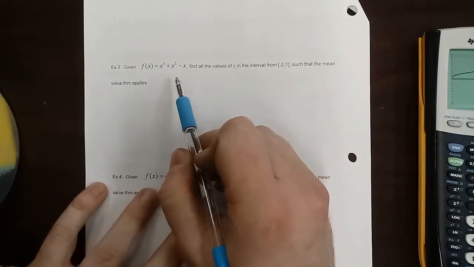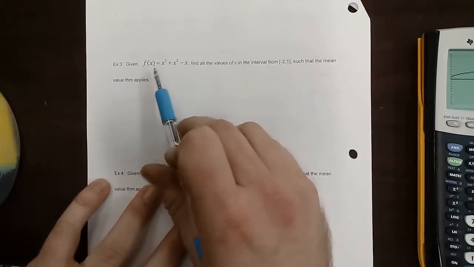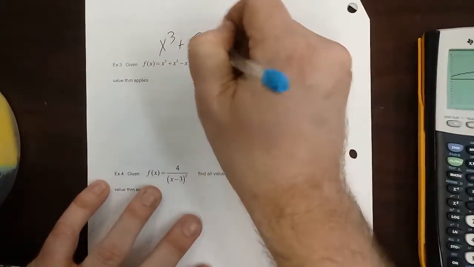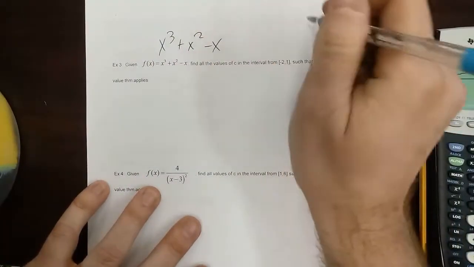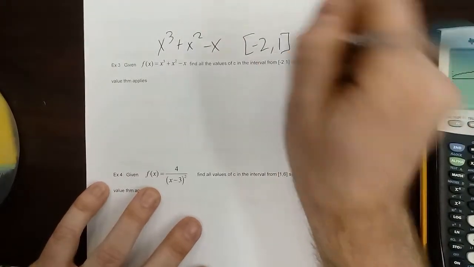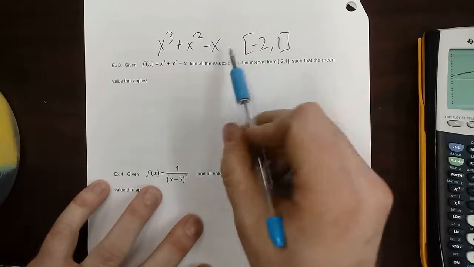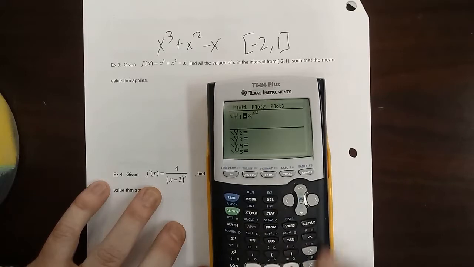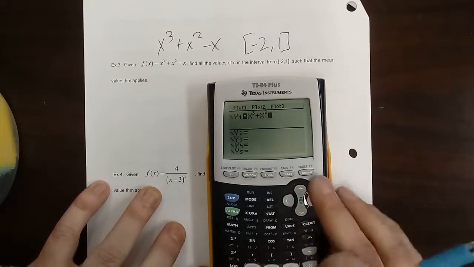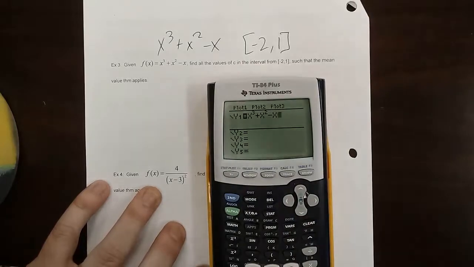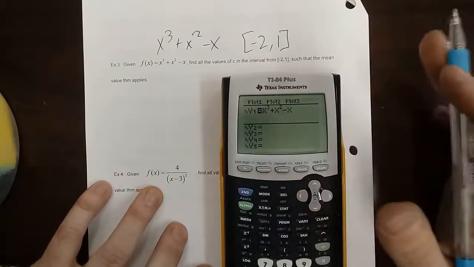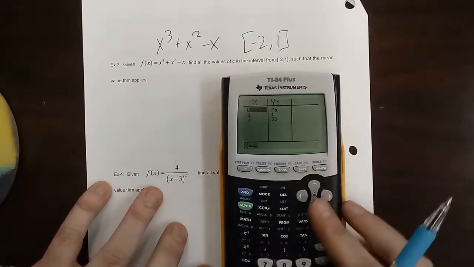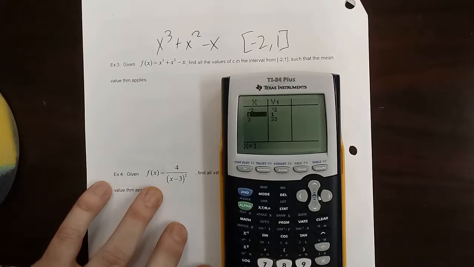All right, our next example says, given f of x is x cubed plus x squared minus x, we want to find c, when does it actually equal the average rate of change from -2 to 1. Again, I am not interested in doing this by hand, so I'll go into my table and I'll just type in -2 and 1.